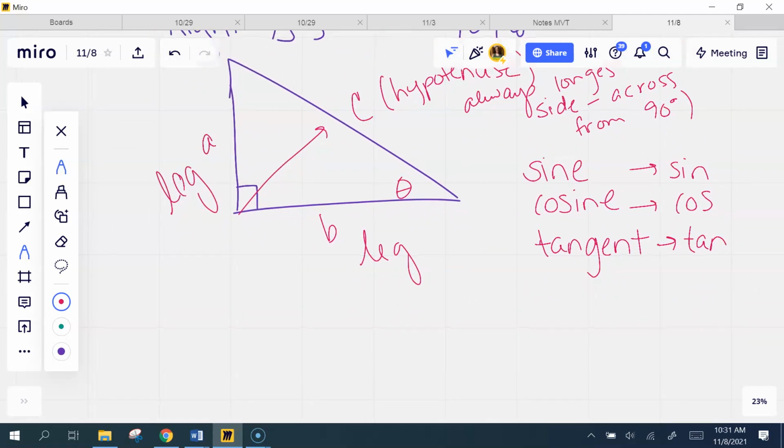We have this little acronym that we use a lot. I hope y'all have heard this before, SOHCAHTOA. If it does not ring a bell, it's okay. It's just a little acronym to help us remember which ratios of side lengths go with what.